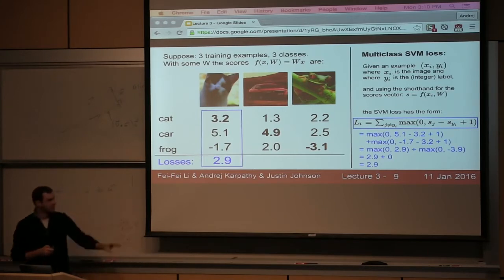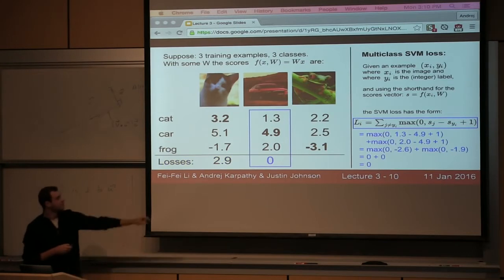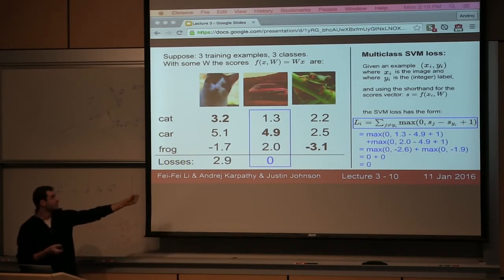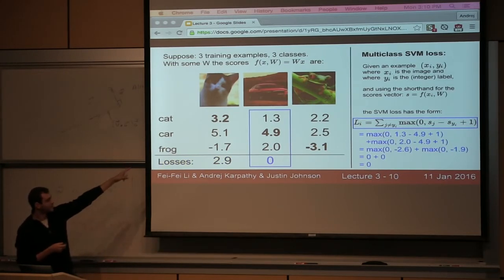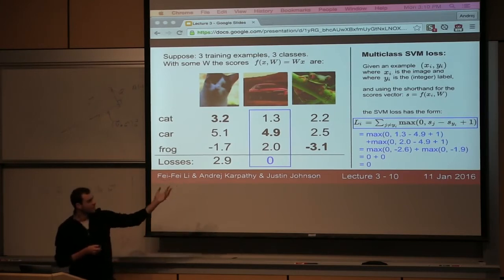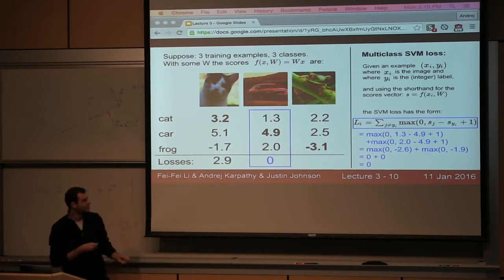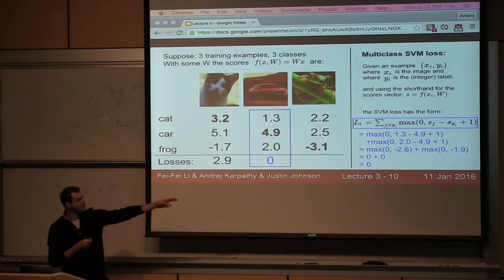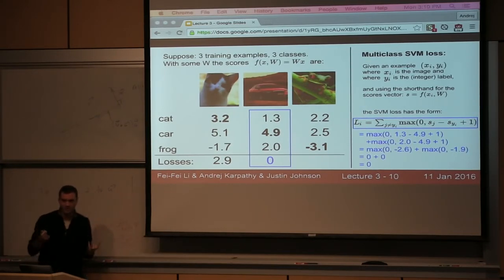Okay? So that's the loss for this first image. For the second image, we're going to again do the same thing, plug in the numbers. We're comparing the cat score to the car score. So we get 1.3 minus 4.9, add a safety margin, and the same for the other class. So when you plug it in, you actually end up with a loss of 0.